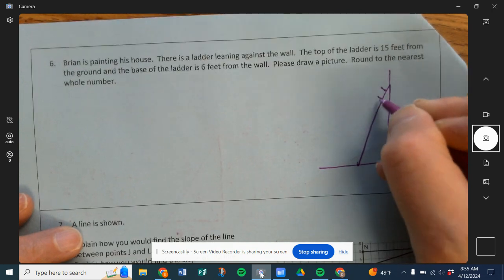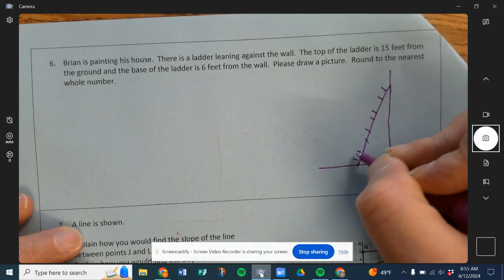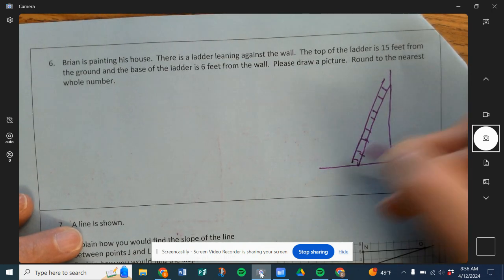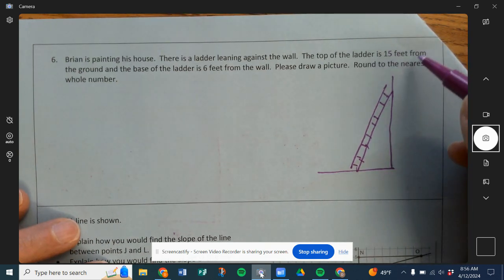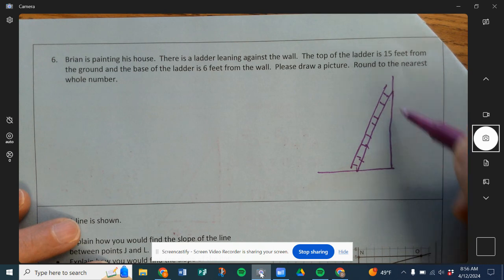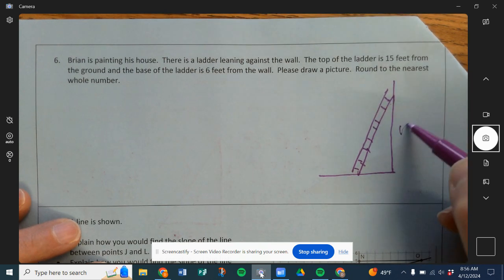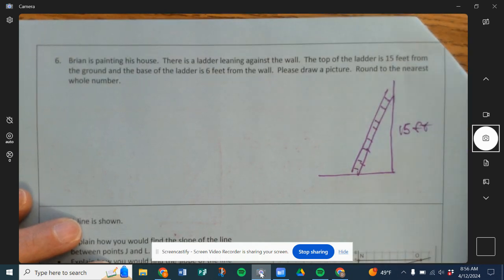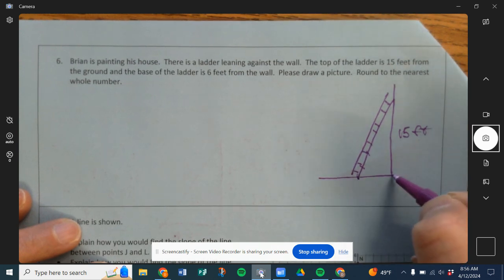This is my ladder. The ladder looks unsafe. The top of the ladder here is 15 feet from the ground. Ground is here, so 15 feet right here. Okay. The base of the ladder here is 6 feet from the wall.